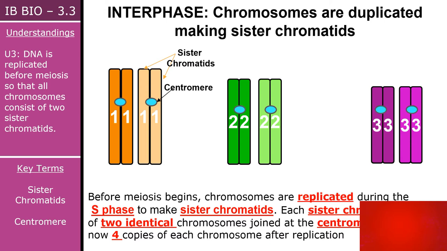So before meiosis can even begin, the chromosomes have to be replicated, and this happens during the S phase of interphase. And again, they create these sister chromatids, which are genetically identical. So they were replicated, so it's just a copy. And again, they're joined at the centromere. And so after this, now you have the 4 copies of each chromosome that you need to actually separate them during meiosis.